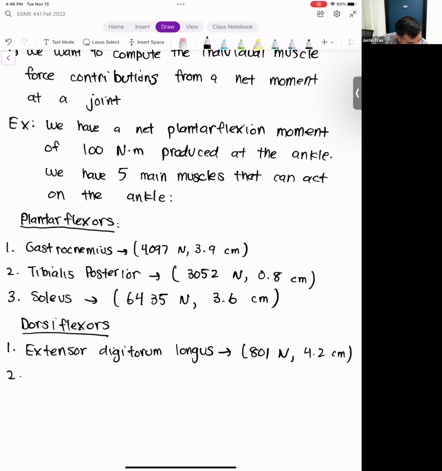And the other dorsiflexor muscle is the tibialis anterior. This has a maximum force of 1,207 newtons, and its moment arm is 4.5 centimeters. So a lot of data there with long names, but that's what we have.